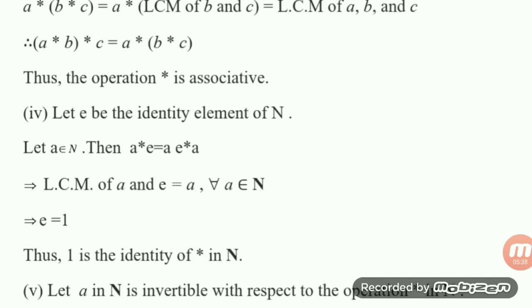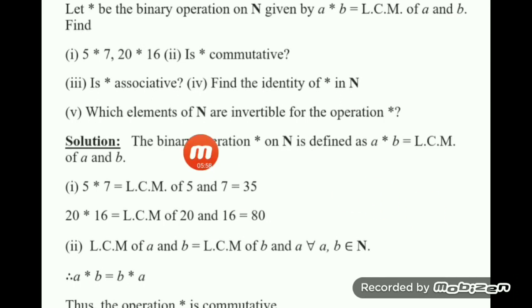So it means 1 is the identity element. So I've directly written here E is equal to 1, because the LCM of two elements A and E is equal to A only when E is equal to 1. So 1 is the identity element of star in N. Now we have one more part of the question. Which elements of N are invertible for the operation star?